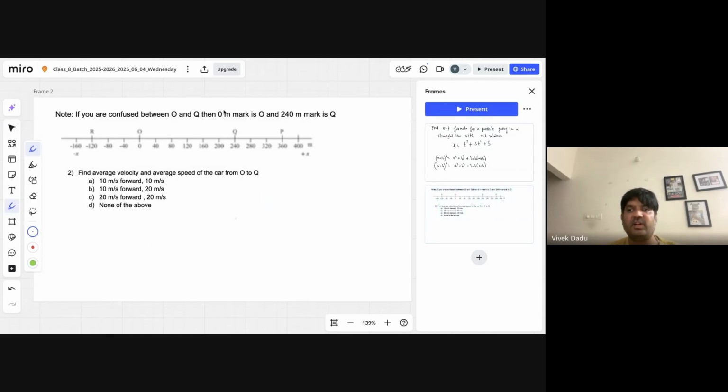Okay, average velocity and average speed of car from O to Q. I even indicated what is O and what is Q because it's hard to make out which one is O, which one is Q because of the print. So average velocity is displacement by time, yes or no? When he is going from O to Q, start point 0, end point 240, yes or no? And time is also given in the question if you see.